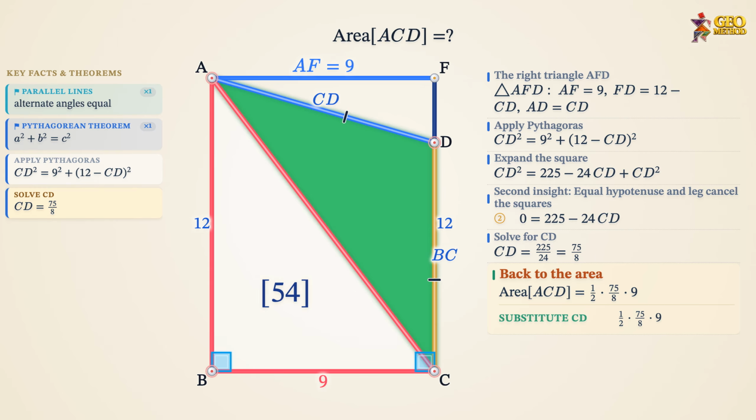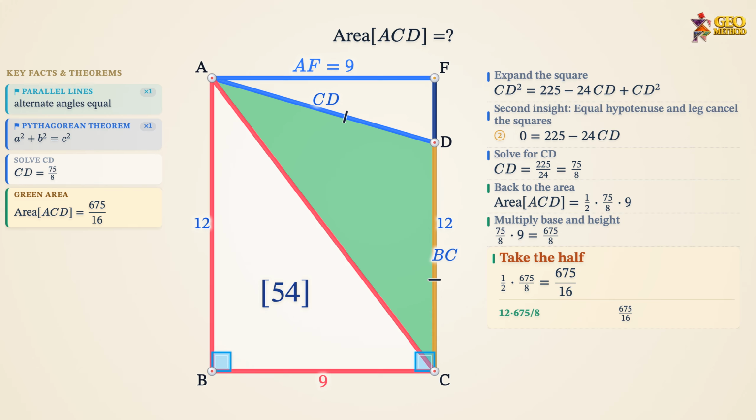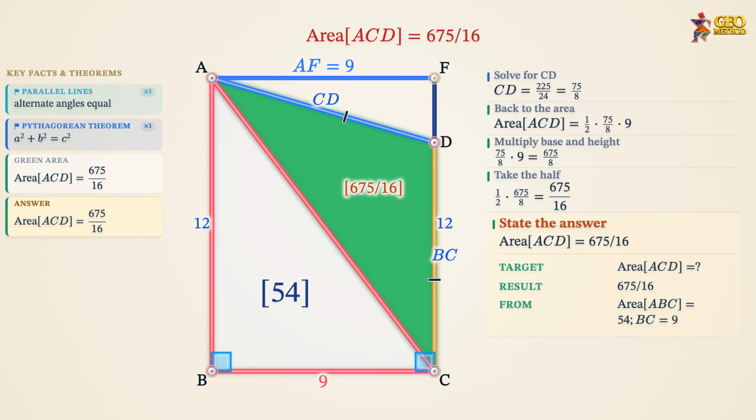Substitute this segment CD back into the green area. It is 1/2 times 75 over 8 times 9. First, multiply 75 over 8 by 9 to get 675 over 8. That is base times height, still to be halved. Now take 1/2 of 675 over 8, which is 675 over 16, about 42.2. So the answer is 675 over 16.